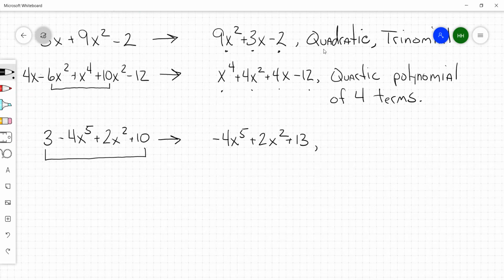Our highest power is 5, so this is quintic. 3 terms, trinomial. Quintic trinomial.